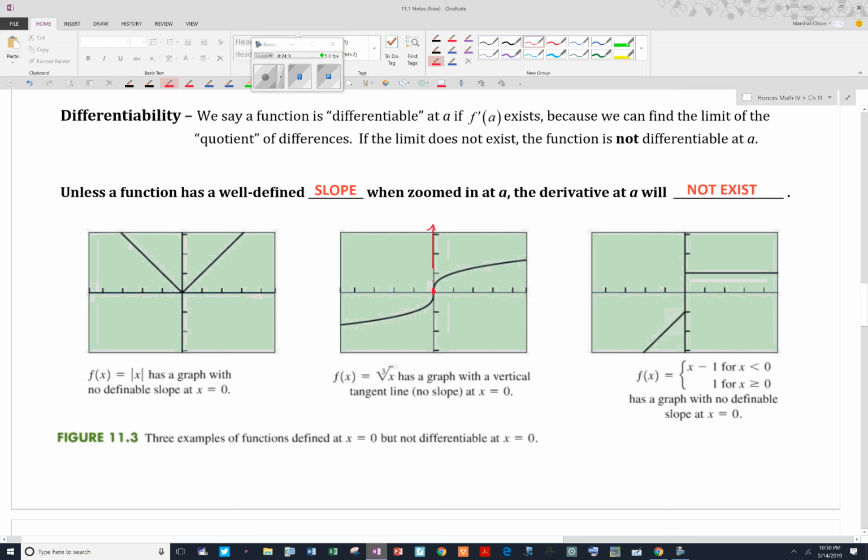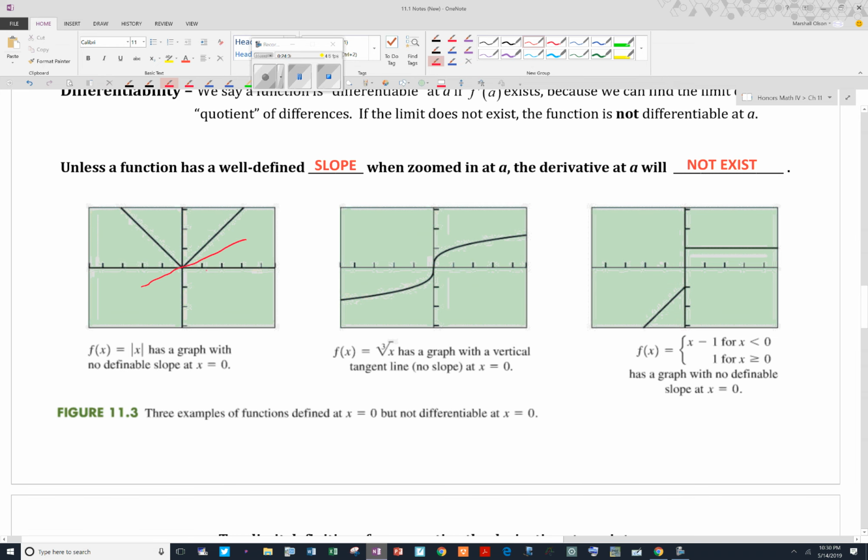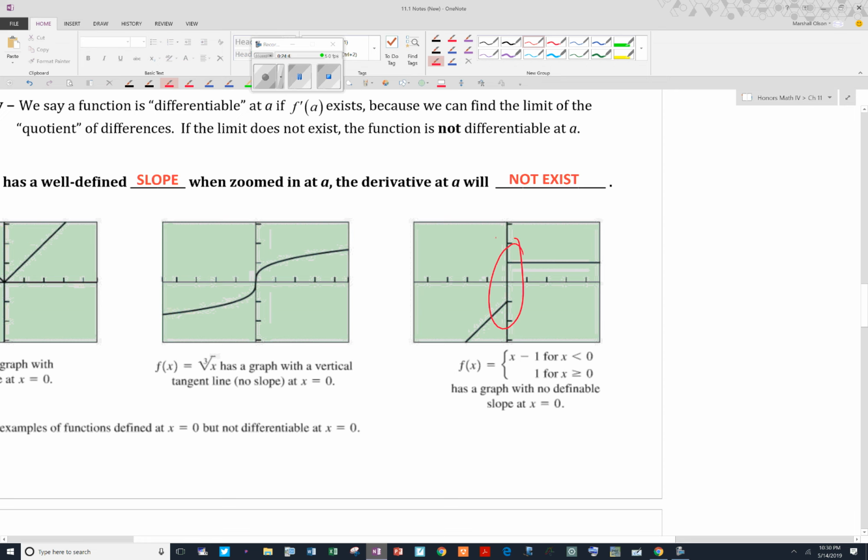At 0, we would actually have this vertical tangent line. Well, a vertical tangent line, a vertical line, has no slope. The slope is undefined. So this function is not differentiable at 0. It's differentiable everywhere else, but not at 0. This function here, there's not a well-defined slope at 0. I could draw all sorts of different tangent lines if I could actually do it. So there isn't a definable slope at 0. So this function is not differentiable at 0. And this one is actually discontinuous at 0. So there's no way to find a tangent line at 0.